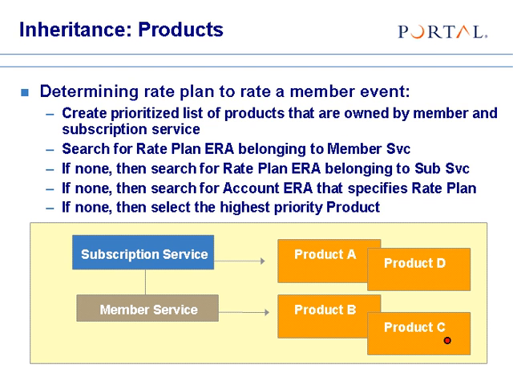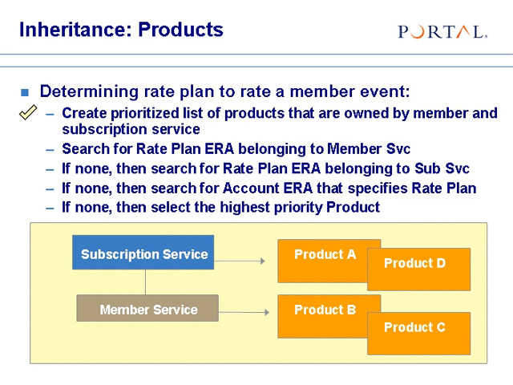So when an event comes in for a member service, the way you find the rate plan to rate that event is a little bit different than for normal events. Okay? So what happens when discounting is they first create a prioritized list of products that are owned by the member and by the subscription service. So they would take all of these products and look at their priorities and rank them in that order.